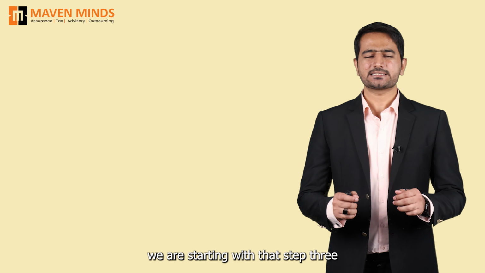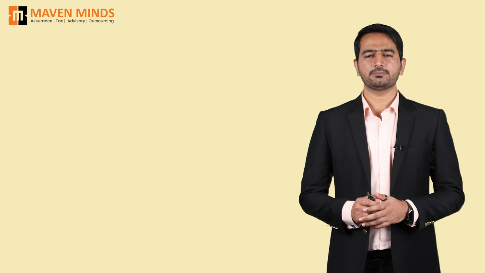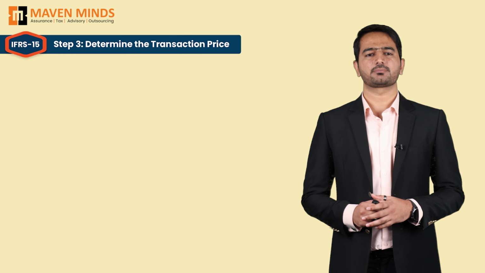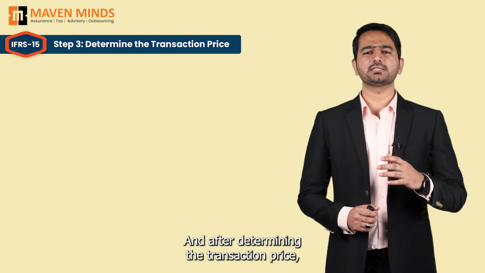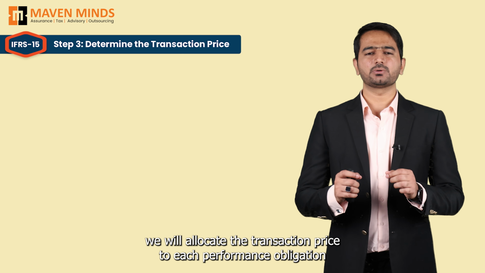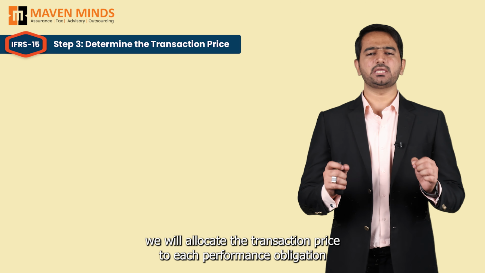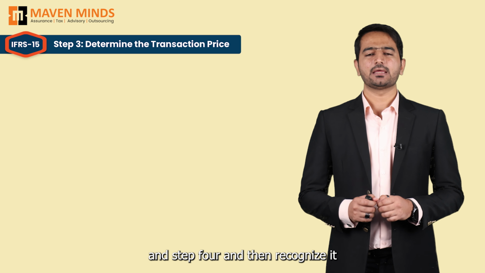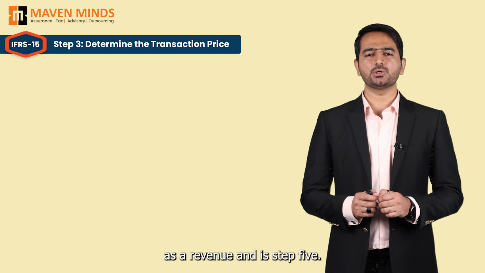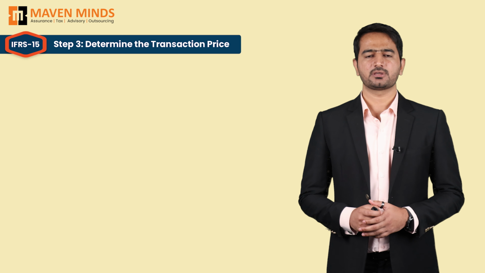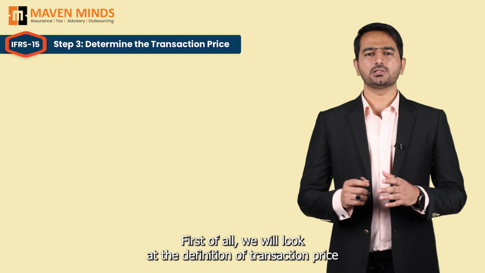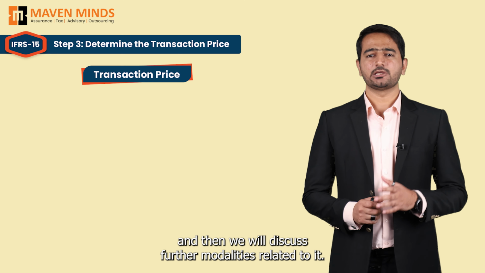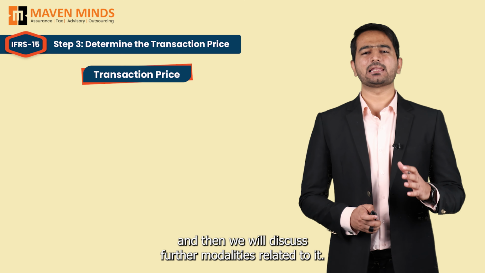Today, we are starting with step 3, that is, to determine the transaction price in the contract. After determining the transaction price, we will allocate it to each performance obligation in step 4 and then recognize it as revenue in step 5. First of all, we will look at the definition of transaction price, and then we will discuss further modalities related to it.